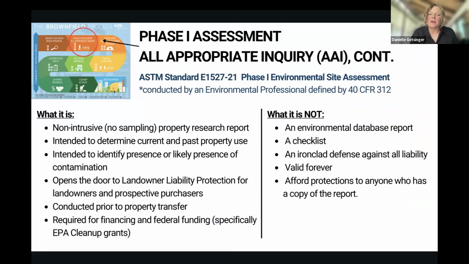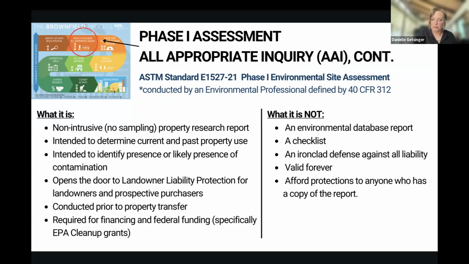Okay, so more on the Phase 1 assessment. What it is, it's basically one big research report about the property. It's intended to determine not only the past and current use, but identify from that past and current use what, if any, contamination is possible. Sometimes you'll say, oh, there's definitely contamination because there's a record that says there's a leaking tank here. But there could be other records or other indications that there could have been an environmental condition.